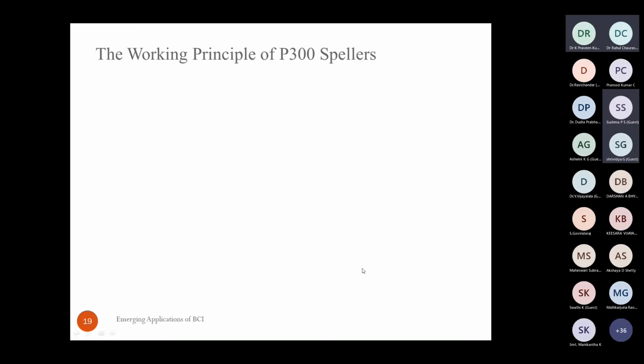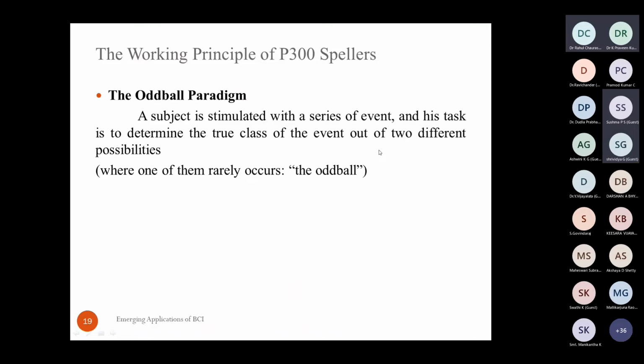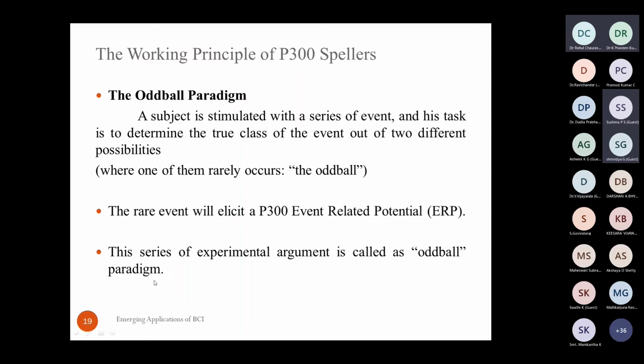So what is the principle of P300 speller? It works on the concept of oddball paradigm. Odd means probability is less. What are the odds, they say? So what is the probability? A subject is stimulated with a series of events, and his task is to determine the true class of events out of two different possible. So called oddball. The rare event will elicit P300 ERP. The series of experimental augment is called oddball paradigm.